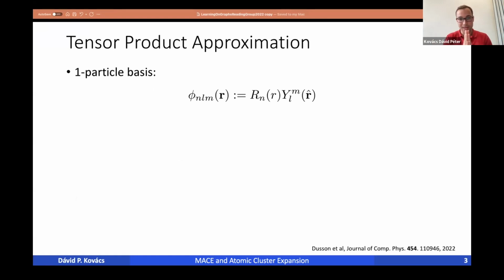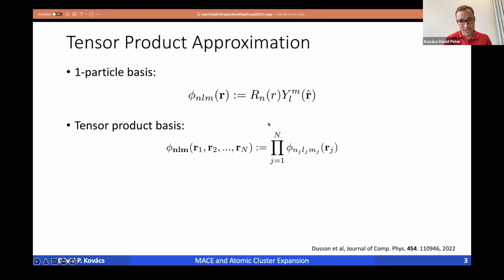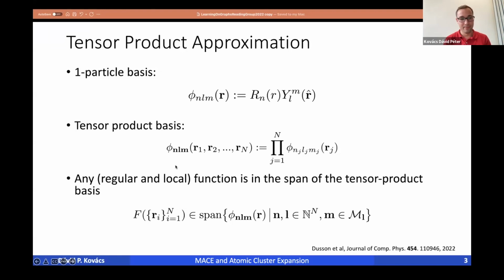First, some very basic maths. If you have a complete set of basis functions on some space, say radials and spherical harmonics, they give a complete description of any function that depends on the position of one atom, because you have a complete radial basis and a complete angular basis. Then if you form tensor products of these basis functions, over n, l, m and all of the channels, you get a tensor product basis. There is a well-known theorem that any regular and local function will be in the span of this tensor product basis. All it says is that by forming these tensor products, you can represent any function. You can get a full basis of the tensor product space.